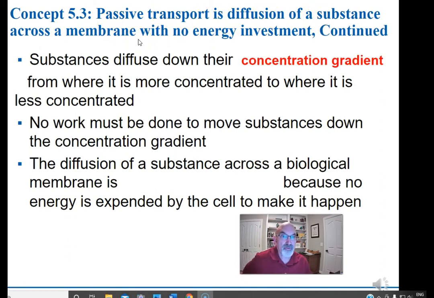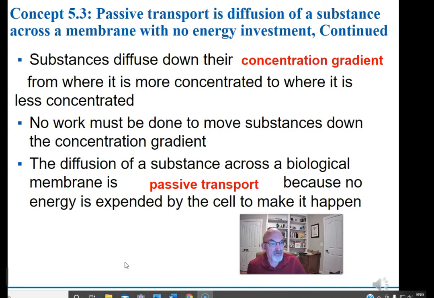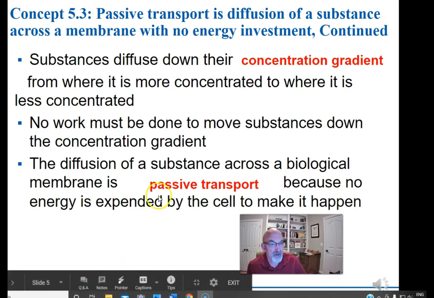So passive transport, again, is the diffusion of a substance across a membrane with no energy investment. Substances diffuse down their concentration gradient from where it is more concentrated to where it is less concentrated. No work must be done to move substances down the concentration gradient. The diffusion of a substance across a biological membrane is passive transport because no energy is expended by the cell to make it happen. Again, that's the term passive here.